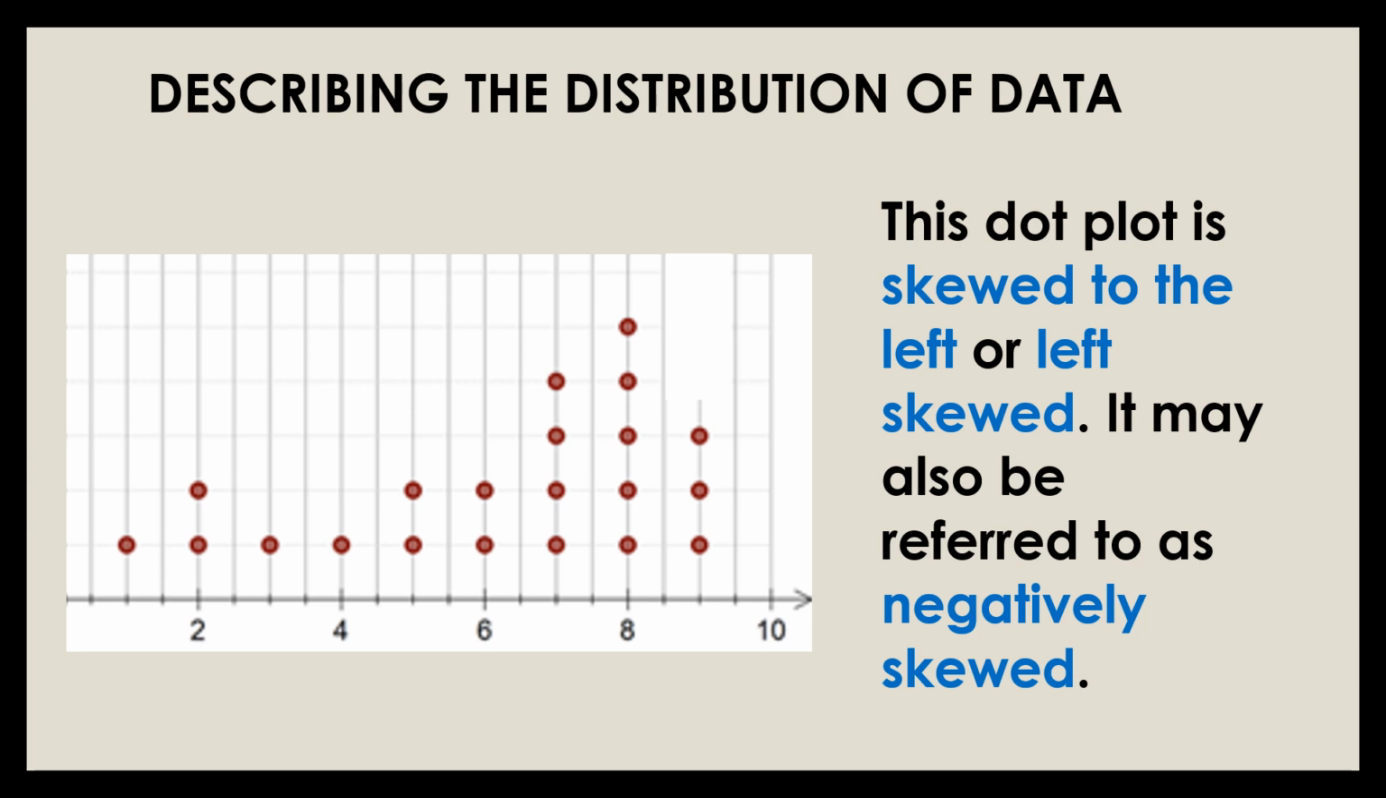Here's another distribution. This time the tapered off end, if we look at that over here, the lower frequencies of the values happening are to the left. This is skewed to the left, or left skewed. It may also be called negatively skewed because on a number line, the more you go towards the left, you're heading towards the negative values.